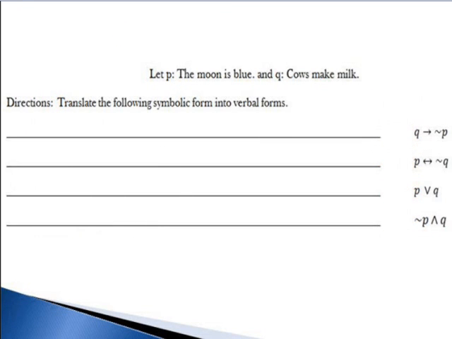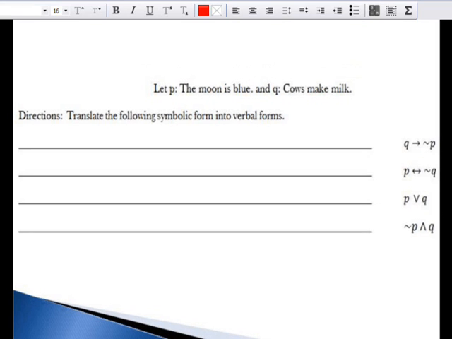So here we're going to translate. We're going to go in the opposite direction. So I'll do one, and then you guys can try the rest. So Q, this is Q, so I can just go right to Q. Q is cows make milk. So I can write, and I see this arrow here, so I know it's going to be an if-then statement.